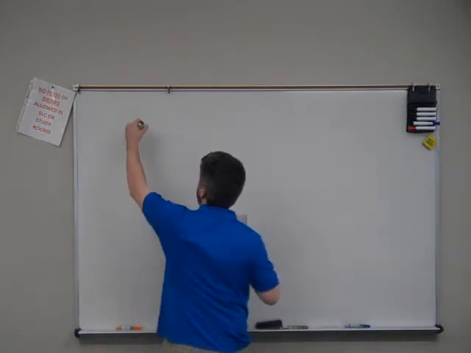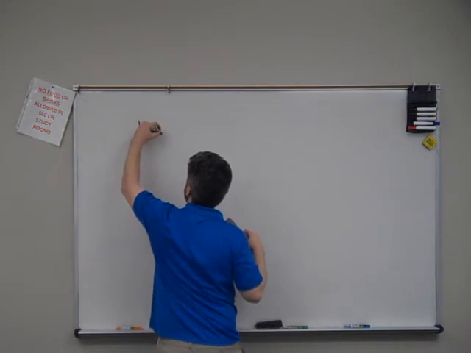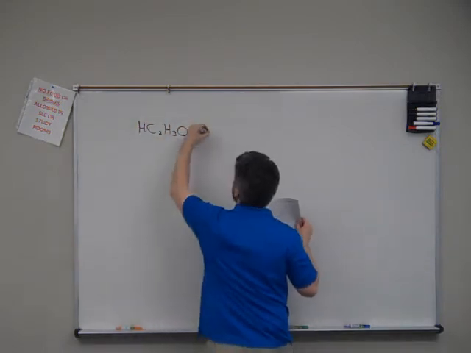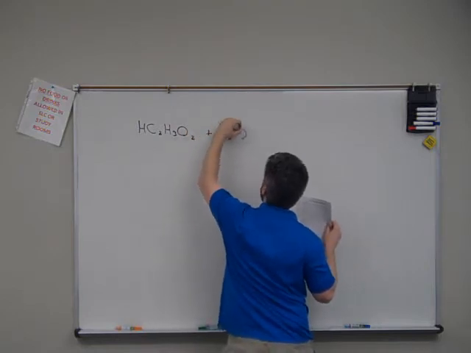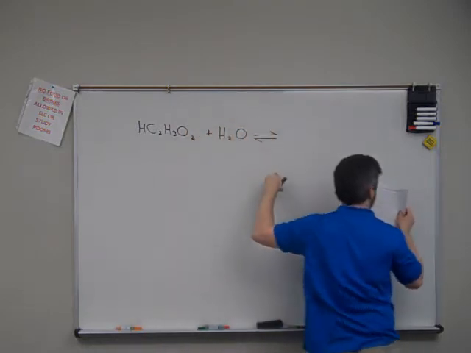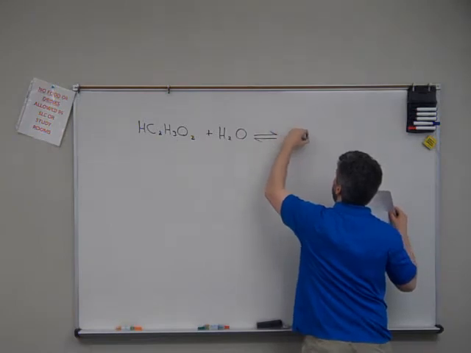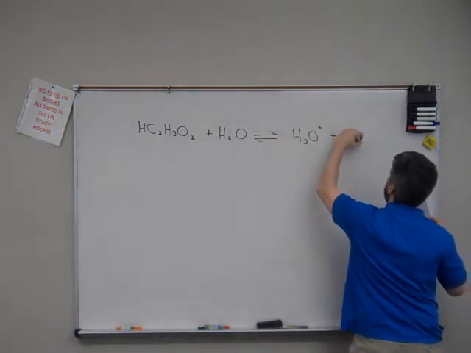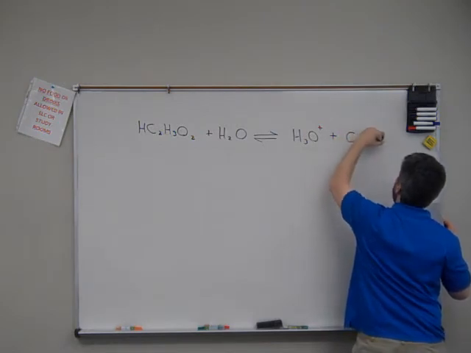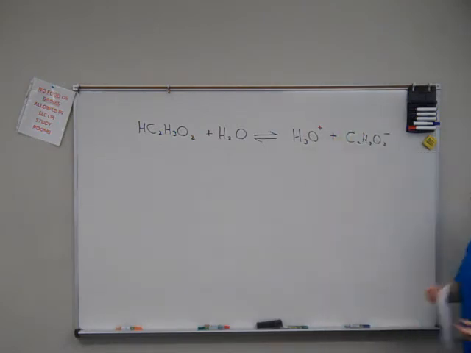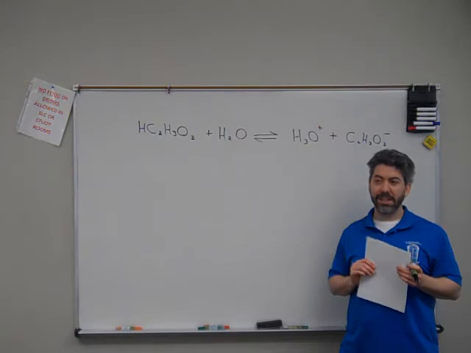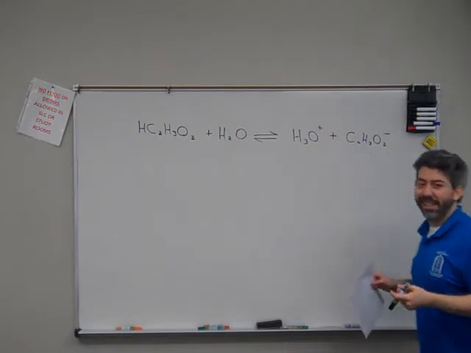So start with HC2H3O2 plus H2O goes to form H3O+ and C2H3O2-. Okay. So you guys want me to show you the easy way or the hard way?